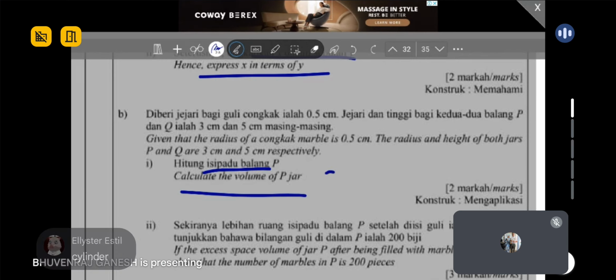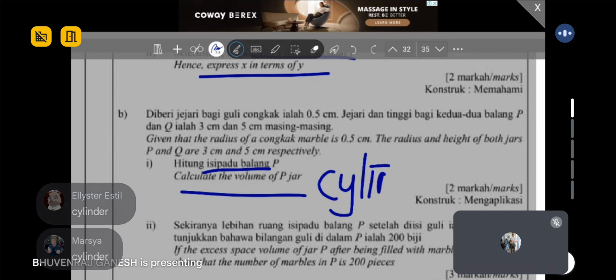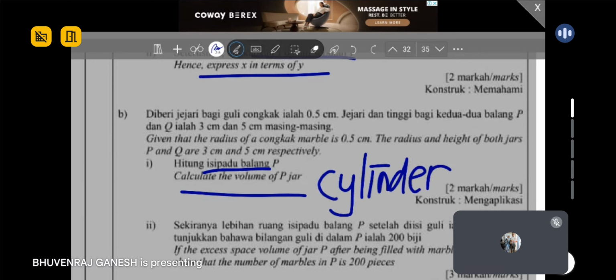Yes, lucky you all correct. The answer is cylinder, guys. Balang tu selalunya kena cylinder. Kecuali balang kamu adalah sesuatu balang yang unik lah. If your jar is a unique one, then maybe your jar is a cone shape. Your jar is maybe a cube shape. Tapi secara balang tu adalah cylinder generally.